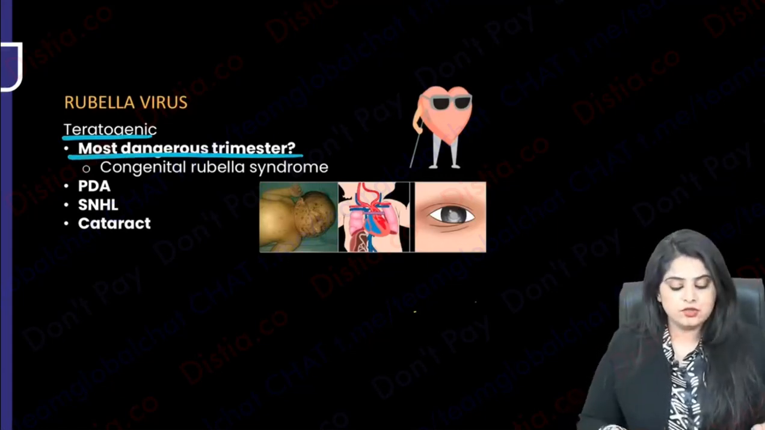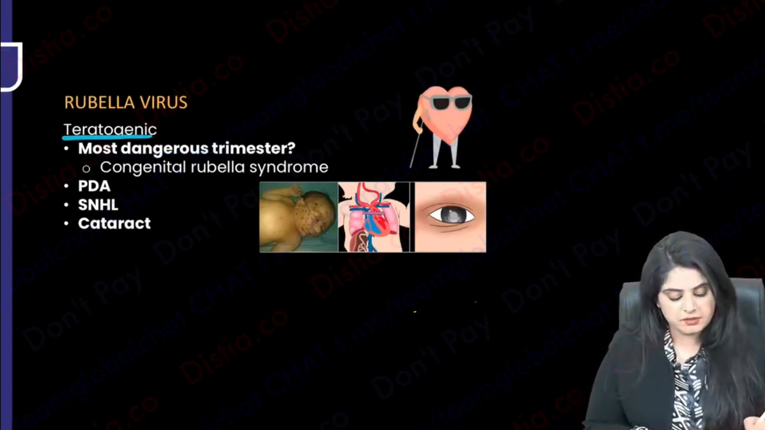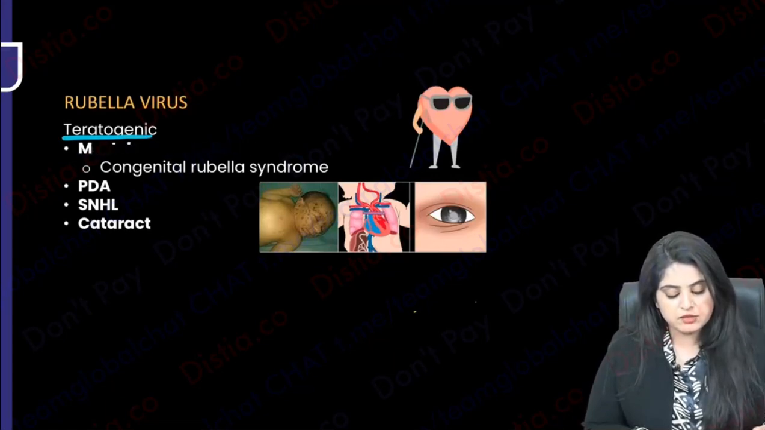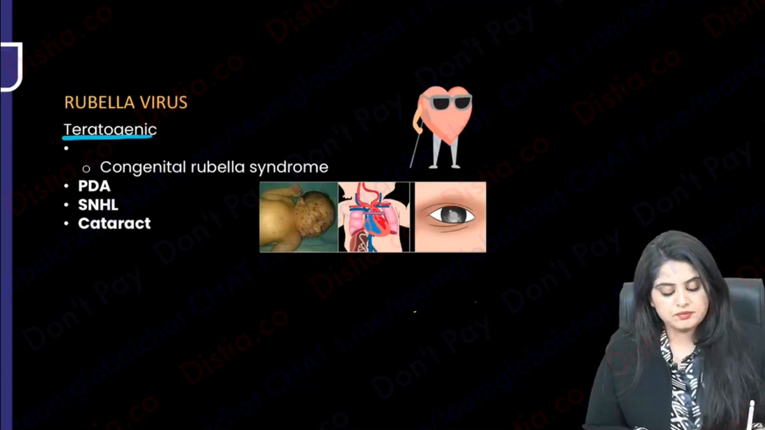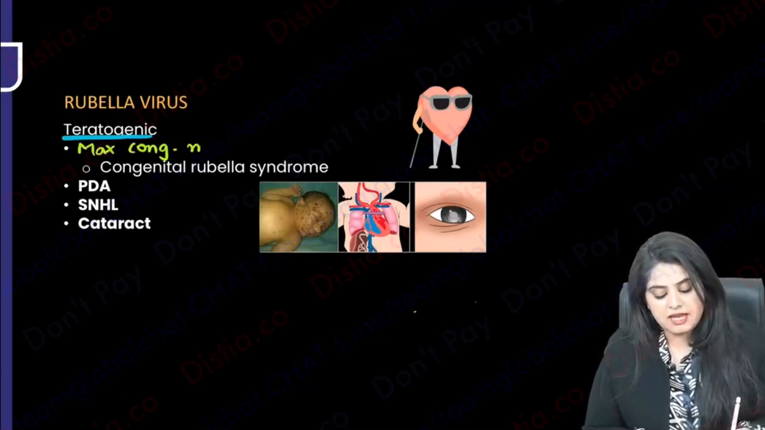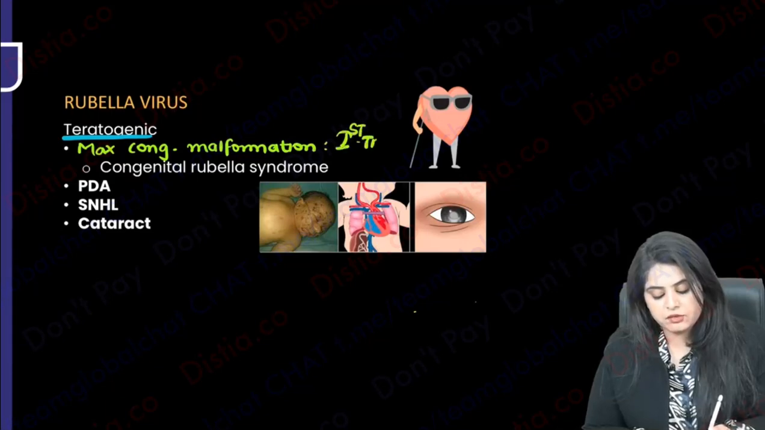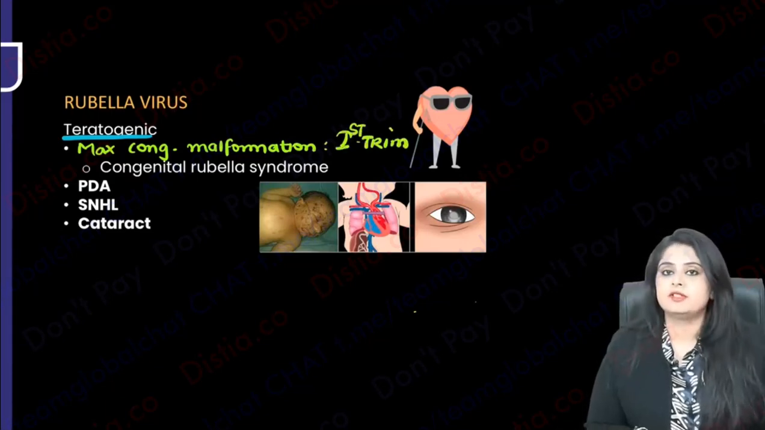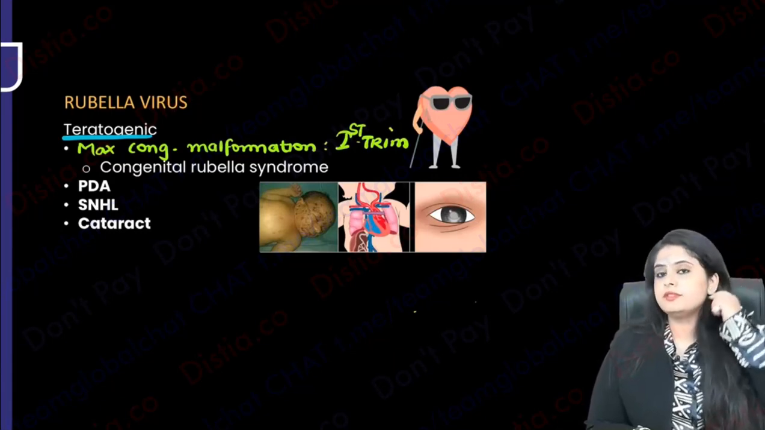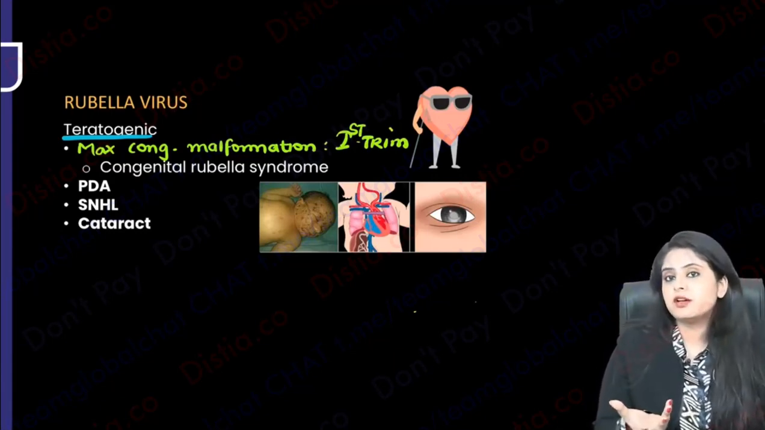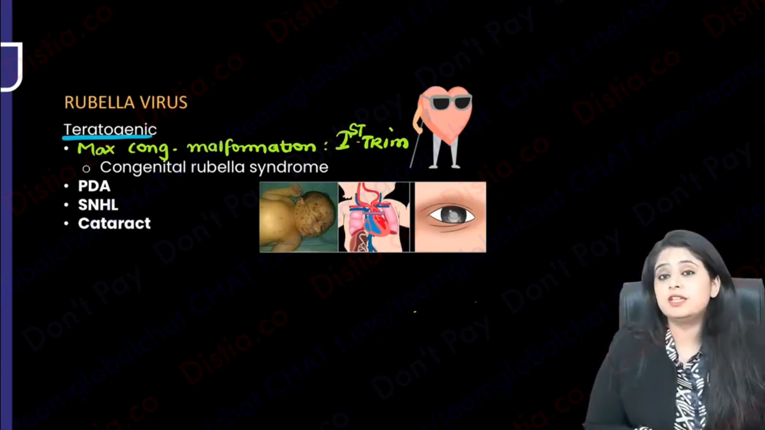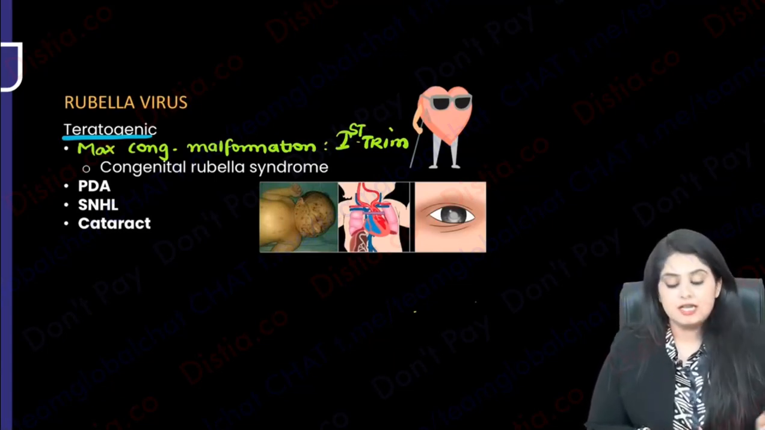Most dangerous trimester. So now I'm going to reframe this question. If I ask you, maximum congenital malformations are going to occur in transfer of which trimester? Of course, that is going to be the first trimester, right? If first trimester transfer happens, it's very grave because organogenesis occurs then. And it results in a congenital rubella syndrome.